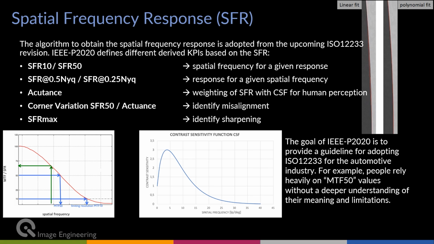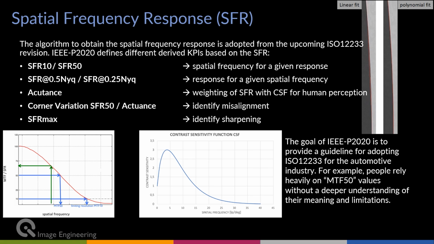For human vision applications, which you also have in automotive, like rear view cameras or in-cabin applications, you then have the acutance, which is the weighted SFR with the contrast sensitivity function for human perception. And then there are some definitions for how you get the corner variation of SFR 50 and acutance, so that with that you can identify misalignment of sensor to lens to sensor, and the SFR max as an indicator for sharpening. So if you have a processed image, this SFR max is an interesting metric to have a look at. How much sharpening do I have in the image?